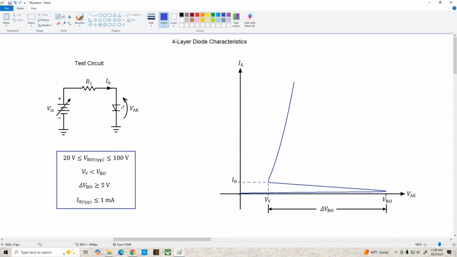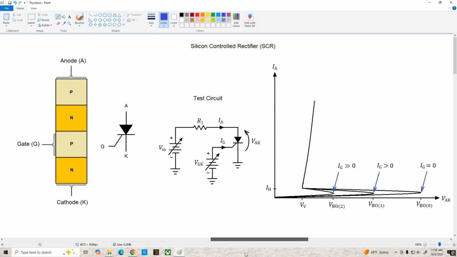4-layer diodes are relatively low power devices, so we're not going to be dealing with extremely high anode currents here, maybe into the tens or hundreds of milliamps at the most. Now, 4-layer diodes themselves are very limited in usefulness, and I don't even think they make them anymore, but you can still get them out there on places like eBay and so on. But they did lead to the creation of a really useful device that's called a silicon-controlled rectifier, or SCR, and that's what we're going to look at next.